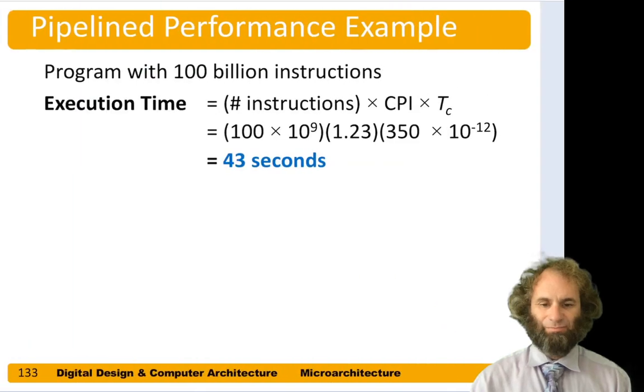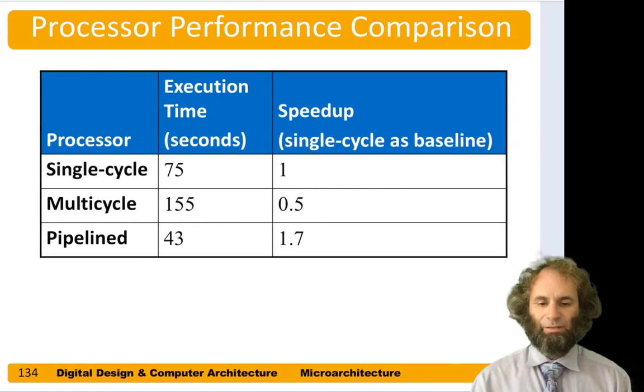single cycle processor. So now if I have a program with 100 billion instructions, just 100 billion instructions times an average of 1.23 cycles per instruction times 350 picoseconds cycle time gives us 43 picoseconds to execute the program. So in comparison, our single cycle processor took 75 picoseconds. Our multi-cycle went up to 155 picoseconds, which is about half as fast as the single cycle. So that was not a speed up, although it did save hardware.